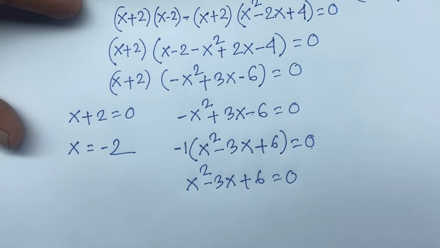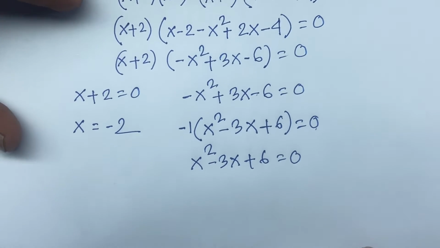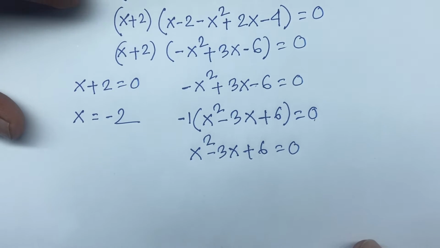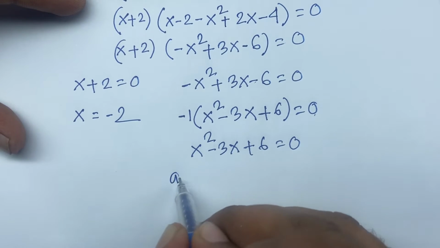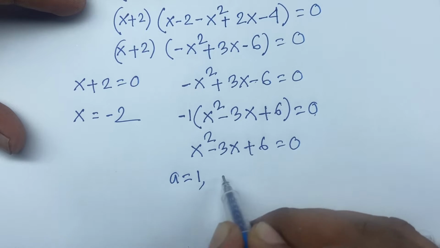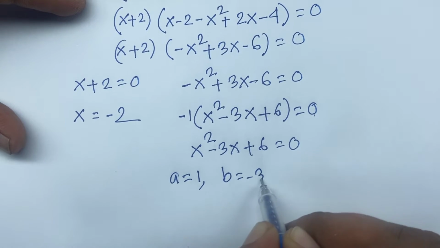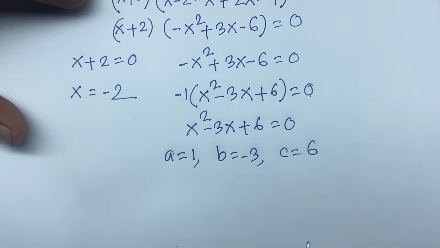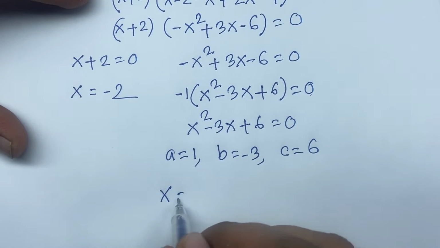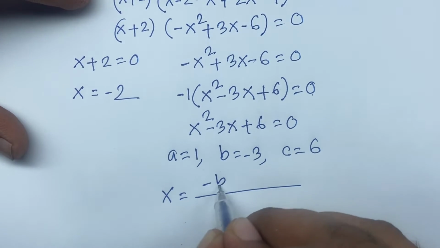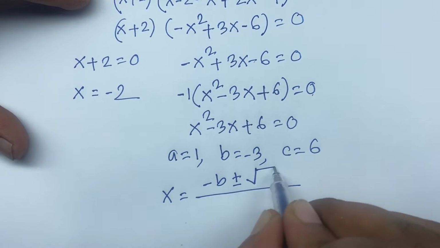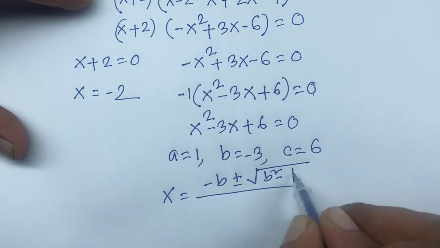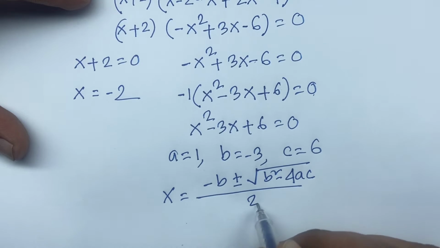0 divided by minus 1, it will be 0. Then it is a quadratic equation, so in this case I can easily see that a is equal to 1, b is equal to minus 3, and c is equal to 6, and we know that x is equal to minus b plus minus square root of b square minus 4ac over 2a.